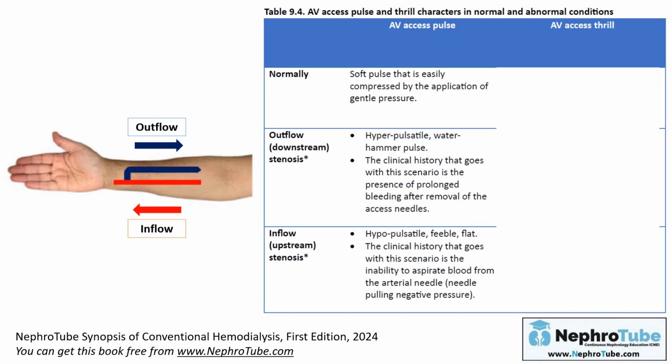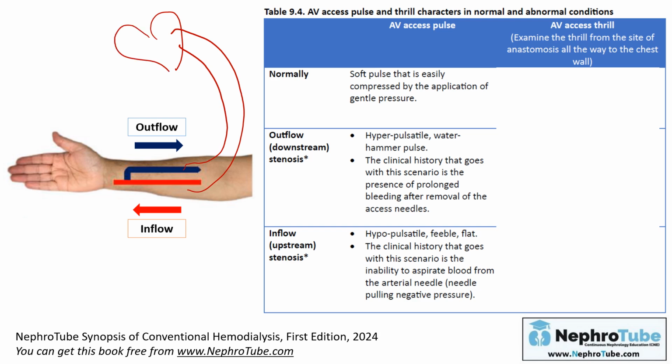You also have to check the AV access thrill. An important point is that you have to examine for the thrill from the site of anastomosis all the way to the chest wall. This is because AV fistula is not only about the point of anastomosis. AV fistula circulation continues to the heart. So our examination for the AV fistula should start from the fistula and should end at the heart. And that's why, in AV fistula and AV graft examination, we have to examine the heart.